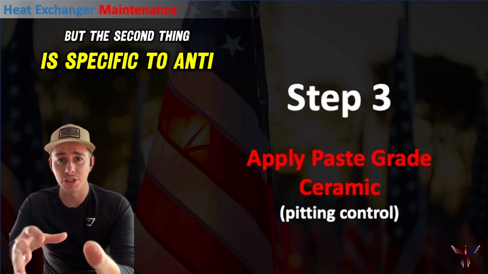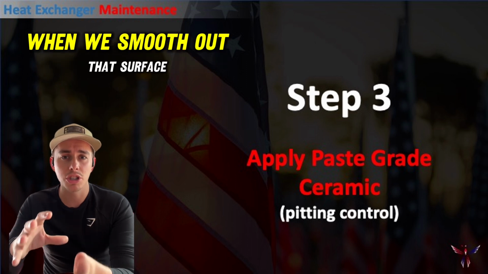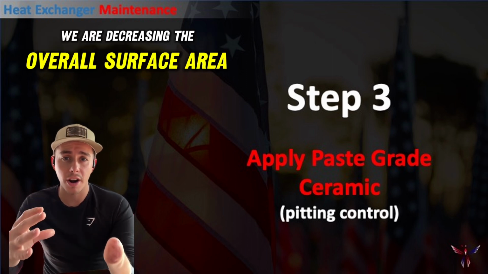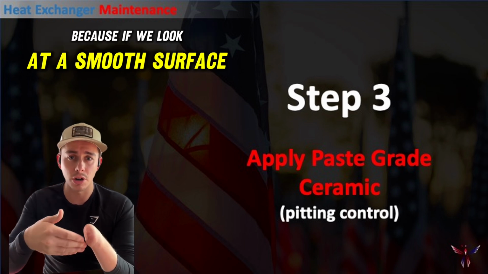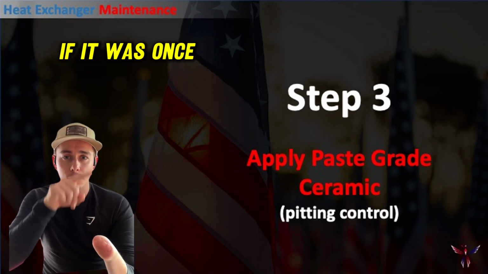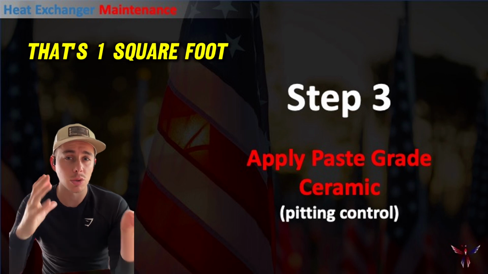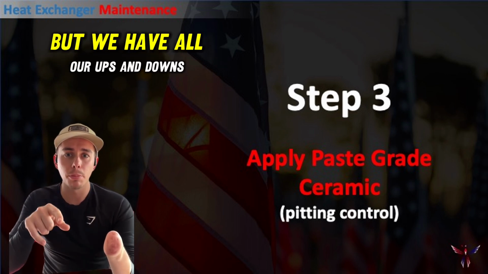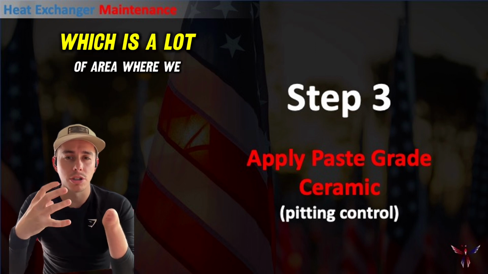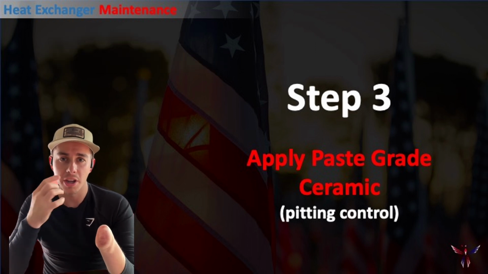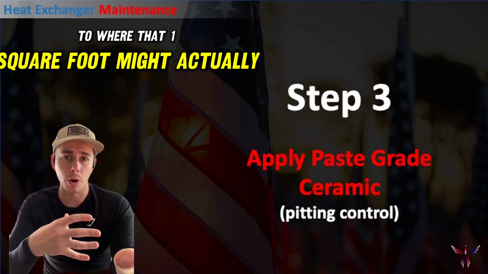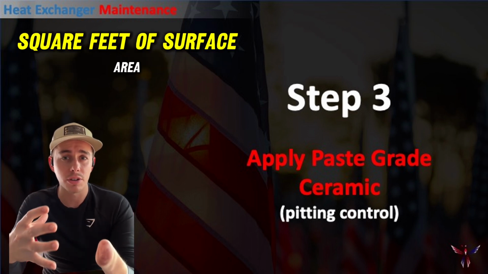But the second thing is specific to anti-fouling. When we smooth out that surface, we are decreasing the overall surface area, because if we look at a smooth surface, let's imagine it was perfectly smooth. If it was 1 foot by 1 foot, that's 1 square foot. But if it's heavily pitted, it's 1 foot by 1 foot, but we have all our ups and downs, which is a lot of area where we can grab material, especially in a fouling scenario, to where that 1 square foot might actually be 5 square feet of surface area.